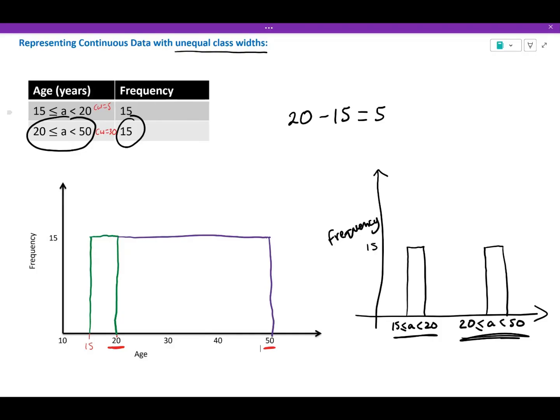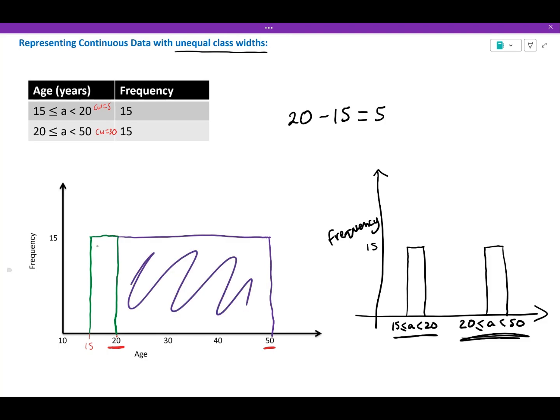But now let's have a think about whether this representation makes sense, because we now reflect the fact that we've got unequal class widths. However, the diagram makes it look like we have so many more people between 20 and 50 than we do have between 15 and 20, because that bar for 20 to 50 looks huge in comparison. And yet if we look at the data, the frequencies are exactly the same. So this representation doesn't make sense either. So we're going to have to consider a different approach.